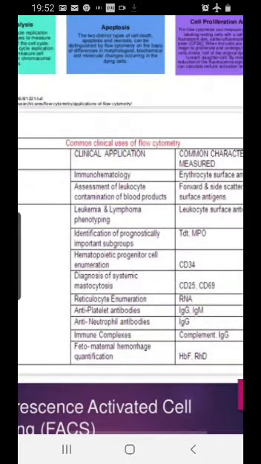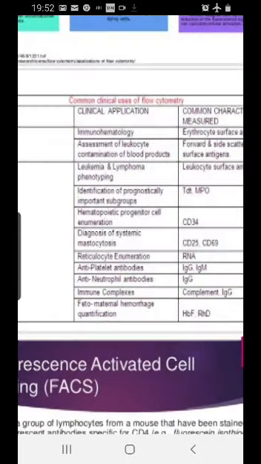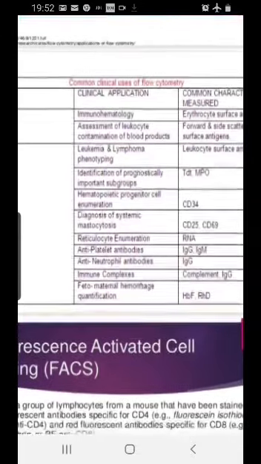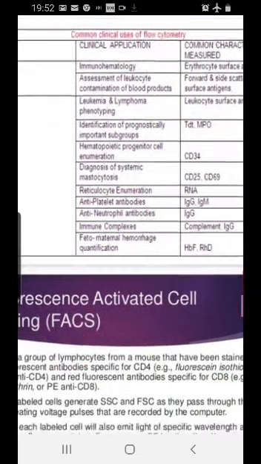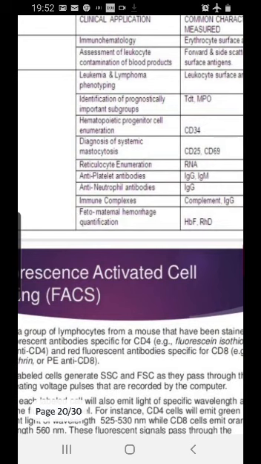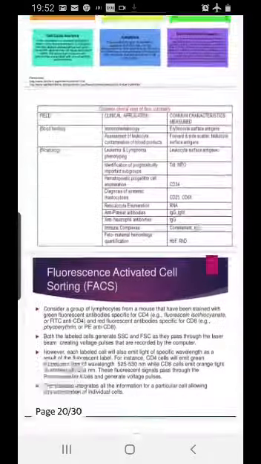And then leukemias, lymphomas, and even systemic mastocytosis, we have markers, reticulocyte count, antiplatelet antibodies, anti-neutrophilic antibodies. So all these are being used for specific reasons and specific diseases.